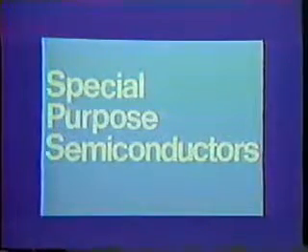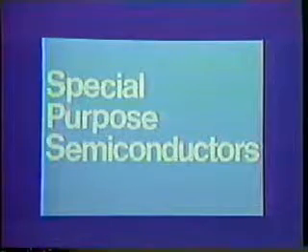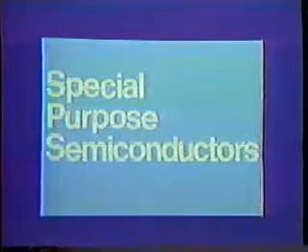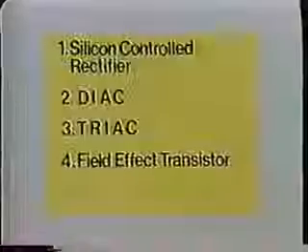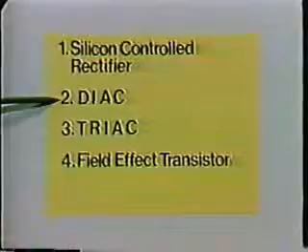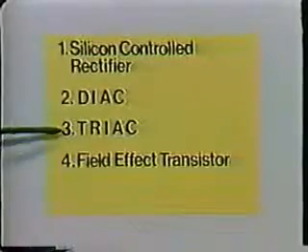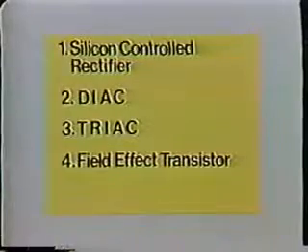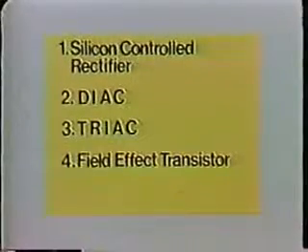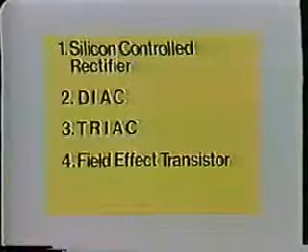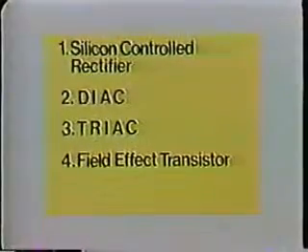Chapter 7 is entitled Special Purpose Semiconductors. There are many different special purpose semiconductors. We will cover some of the more common. They are the silicon-controlled rectifier, the diac, the triac, and the field effect transistor. Let's examine the first of these, the silicon-controlled rectifier, which is commonly referred to as an SCR.